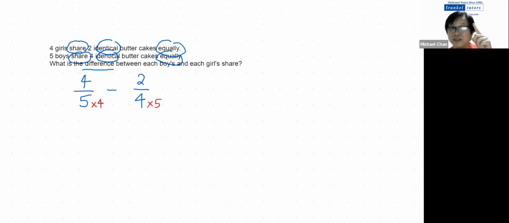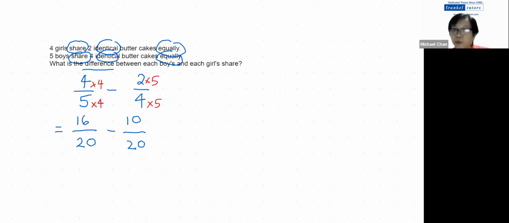And in a fraction, for something to be equivalent, what we do to the bottom, we must also do to the top and vice versa. So in this case, if I multiply 4 at the bottom, I must also multiply 4 on top. If I multiply 5 at the bottom, I must also multiply 5 on top. And this will result in a final fraction that looks like this. So 4 times 4 is 16, 5 times 4 is 20, minus 2 times 5 is 10, 4 times 5 is 20.